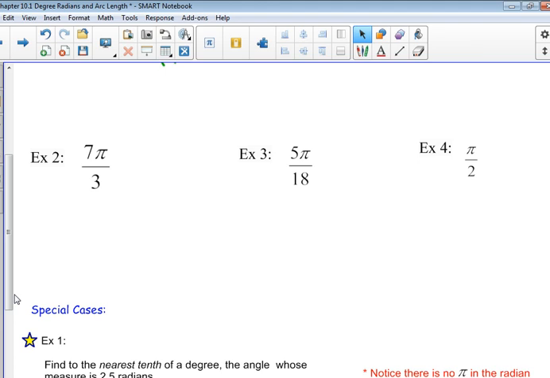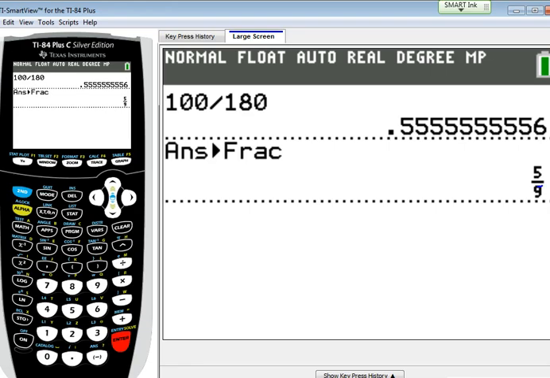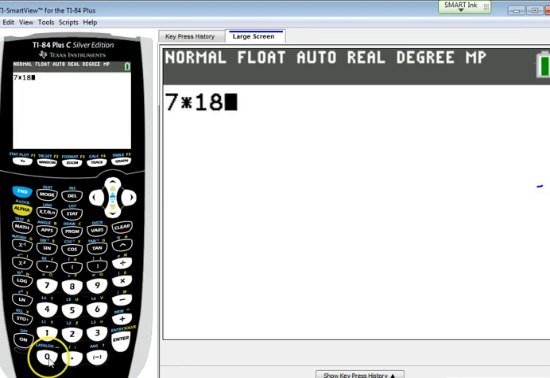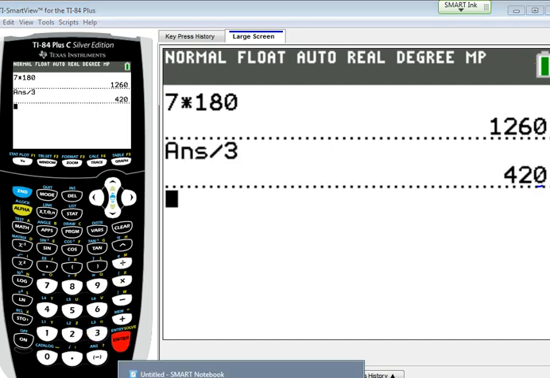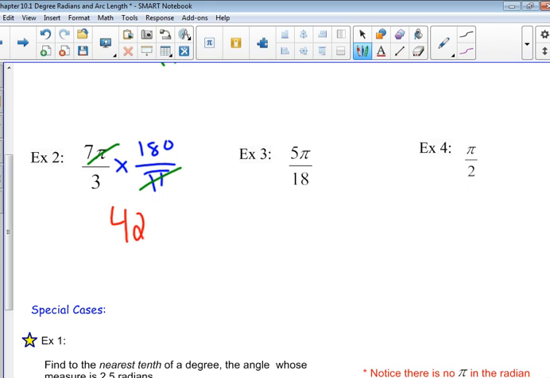Alright, so let's try the next one. Oh, here's a normal one. We're going to take this line, put the pi in the bottom. The pi's are going to go away. We have 7 times 180. These numbers are huge. Then divided by 3, you get 420. So that's your answer? That's your answer, yep. They usually always have one of these conversions on every single exam.